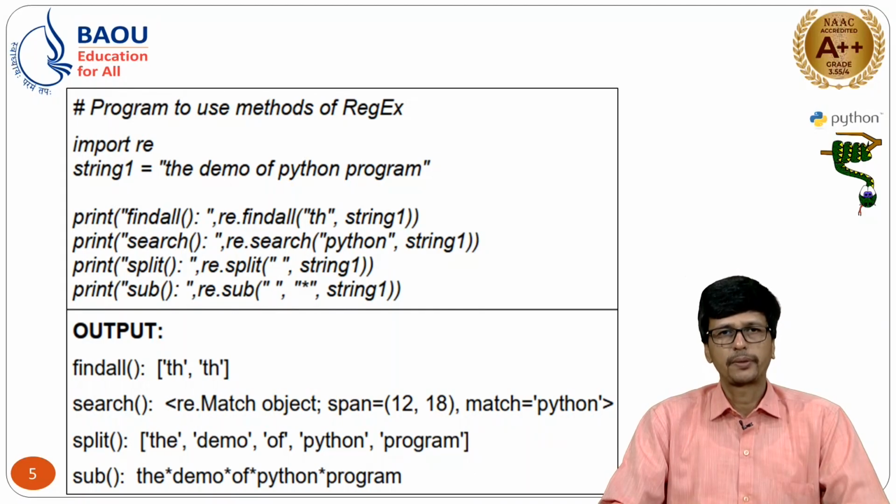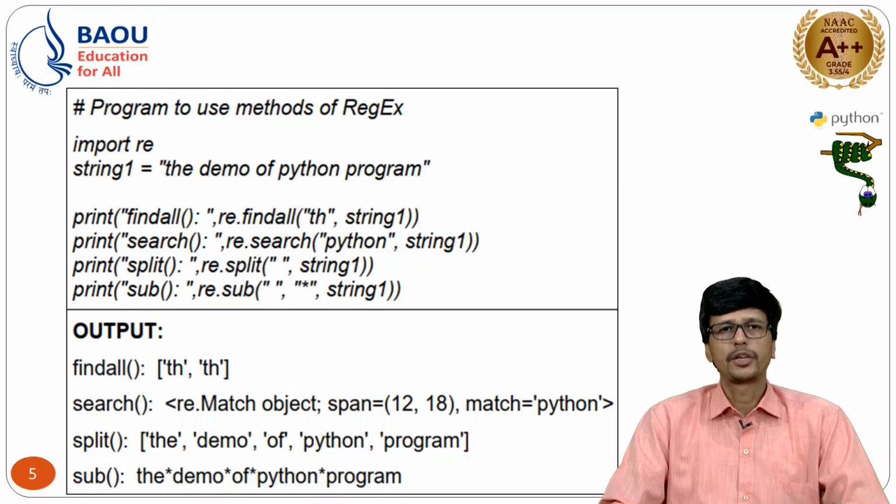Second is the search operation. Suppose you want to search for the specific word Python in the string. As we have already discussed, it will return the match object. You can observe in the output that it returns the match object with the specific span, that is, at which index the Python word starts and at which index it ends, returned by that search function.